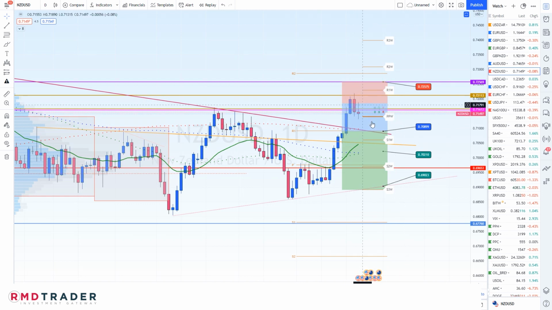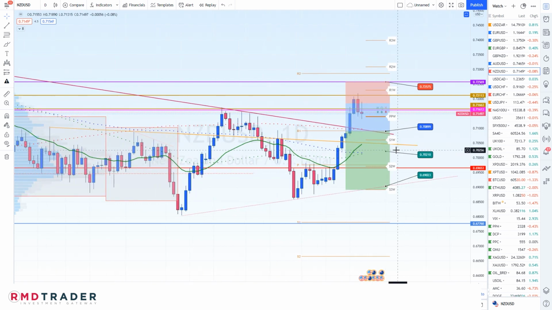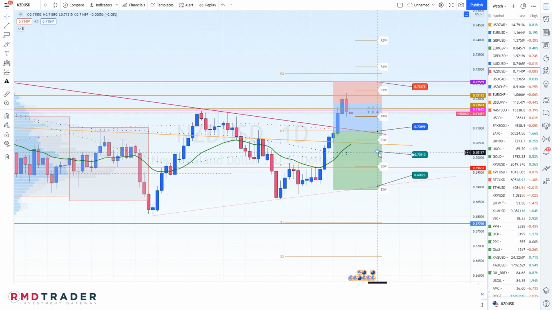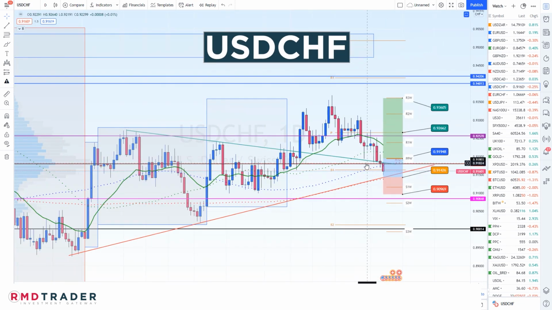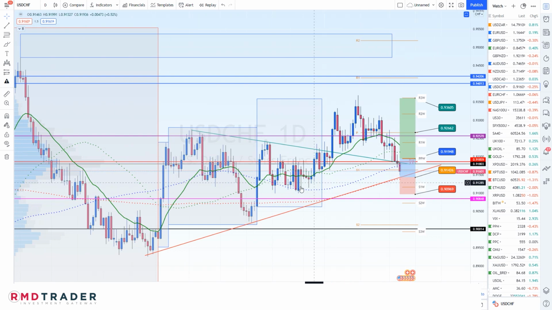However, should price break back into this trading range, we have two more lower targets. The first one, 0.702, probably where price will meet up with the daily 100 and the daily 50 SMAs. And then finally, that lower boundary target just above the weekly S3 at 0.690. Looking at USDCHF, USDCHF did seem to be trending higher.